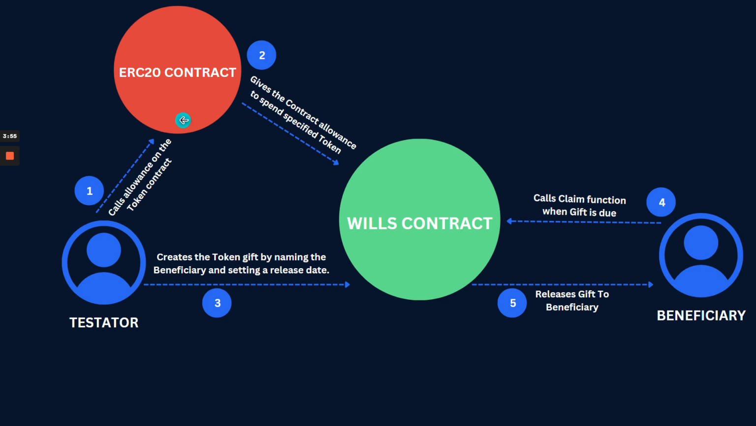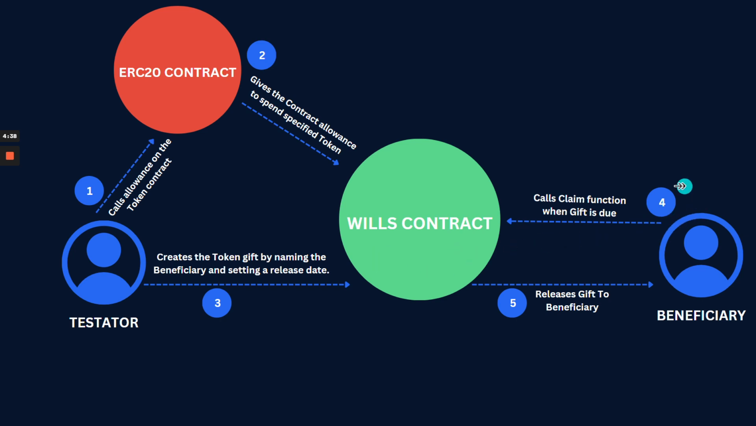If you're gifting an ERC20 token, it's a little bit different. First things first, the testator calls allowance to give the Wills contract an allowance to spend a specific amount of the ERC20 token. Once the ERC20 contract grants the Wills contract an allowance to spend the specified amount of the token, the testator can then go ahead and call the create token gift function, passing in the necessary parameters like the beneficiary address, the release date, and the amount he wants to give to the beneficiary.